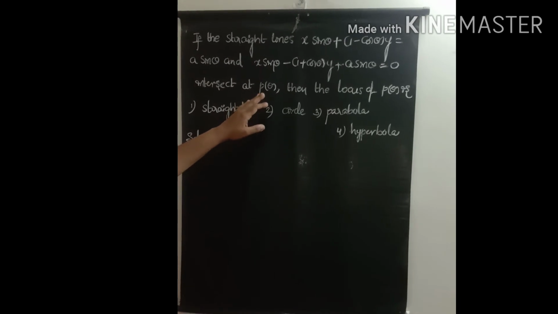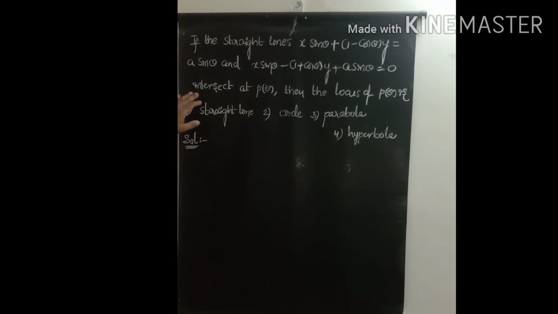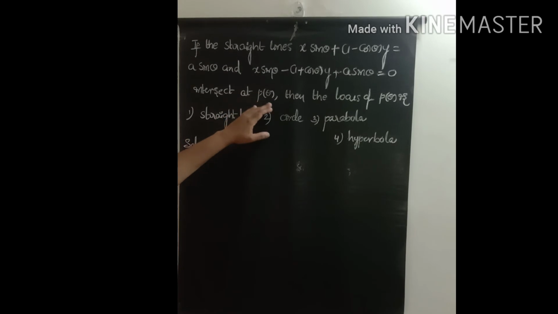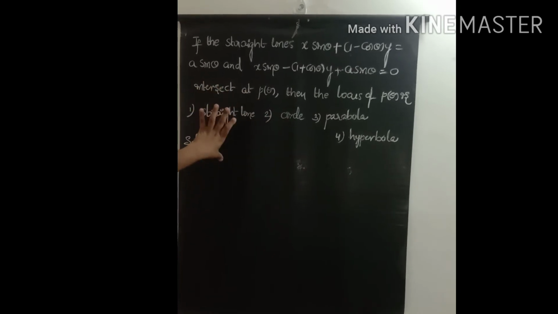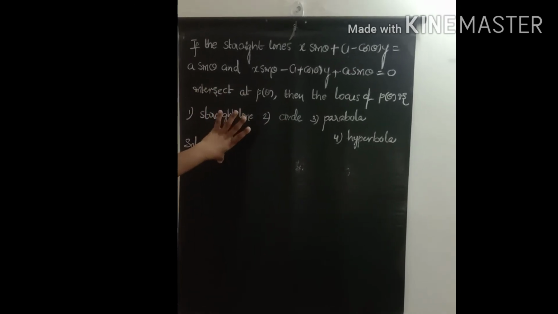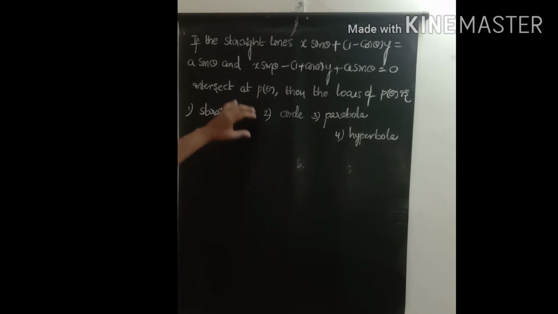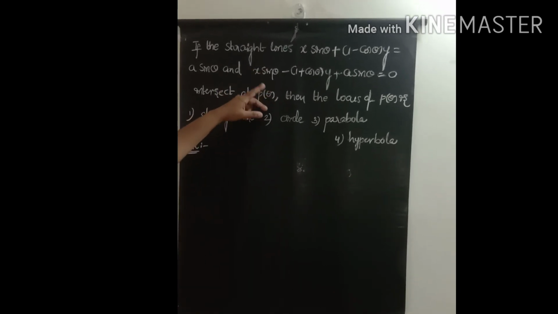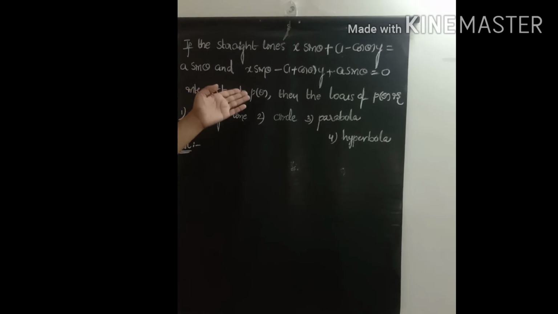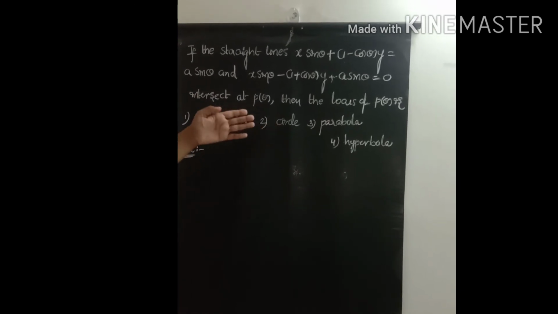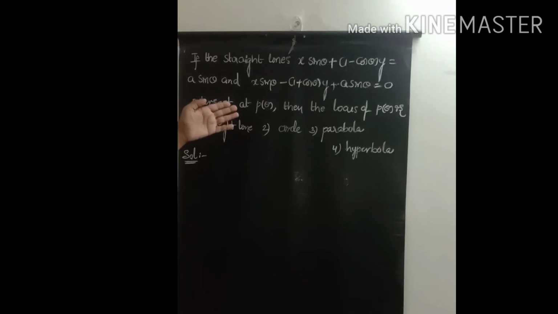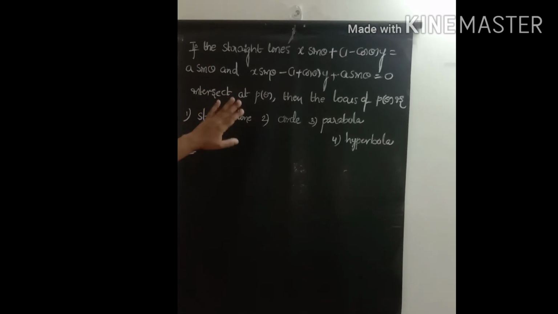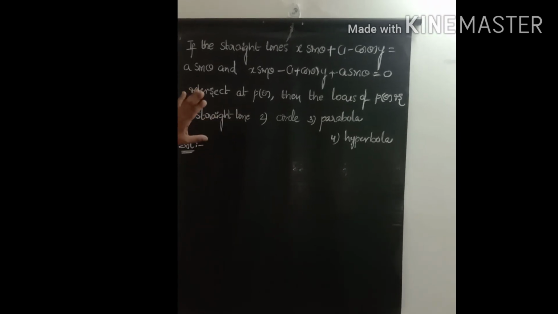Now the question: the lines x sin θ + (1 − cos θ) y = a sin θ and x sin θ − (1 + cos θ) y + a sin θ = 0 intersect at P(θ). Then the locus of P(θ), the point of intersection of the given straight lines, is equal to? So clearly the point of intersection of the given two lines is (x, y). Now we want the locus of the point of intersection, that is the locus of (x, y), which means we want to find the equation in terms of x, y. That means we have to eliminate θ from the given equations. That is the problem.